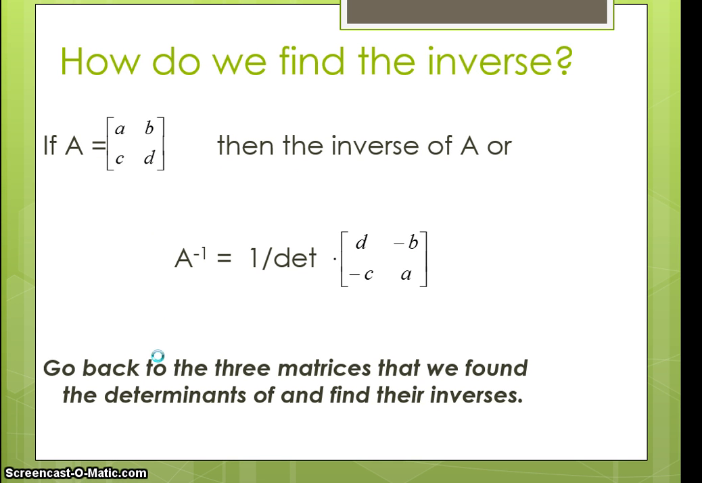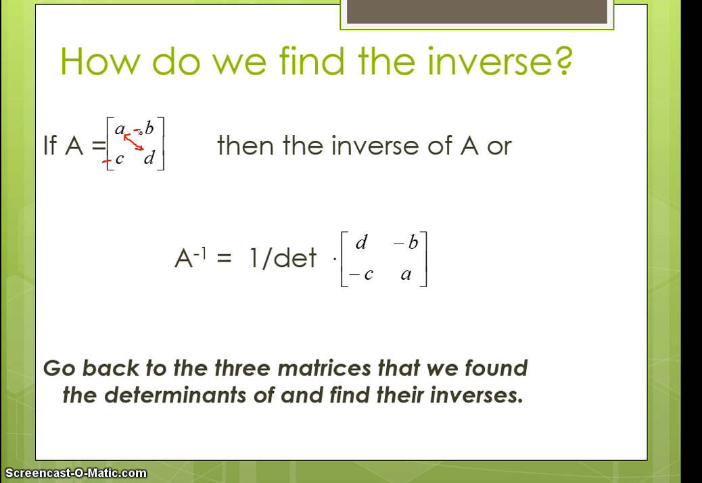So how do we find the inverse? First, you find the determinant, and you do 1 over that value times your matrix, where you switch those two elements, and you make those two negative.